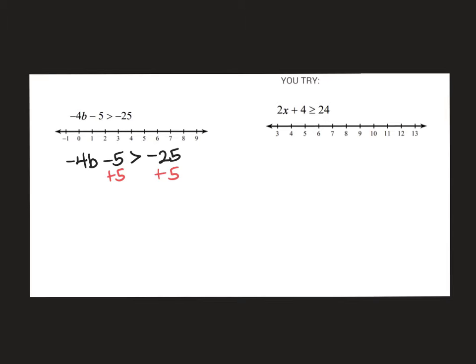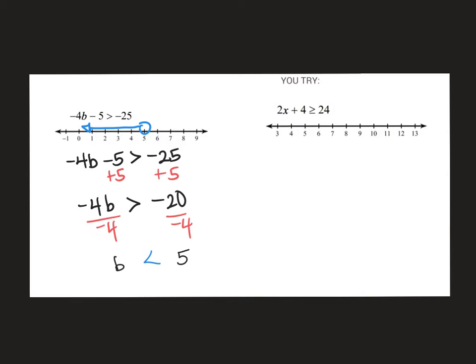To cancel out the minus 5, we're going to add 5 to both sides. And that's going to leave us with negative 4b is greater than negative 20. My next step is to cancel off the negative 4, so I'm going to divide both sides by negative 4. And then that will leave us with b, negative 20 divided by negative 4 is a positive 5, and then I need to make sure I flip that inequality sign because I'm dividing by a negative. So b is less than 5. To plot this, I'm going to put an open circle on 5, and then my arrow would point to the left.